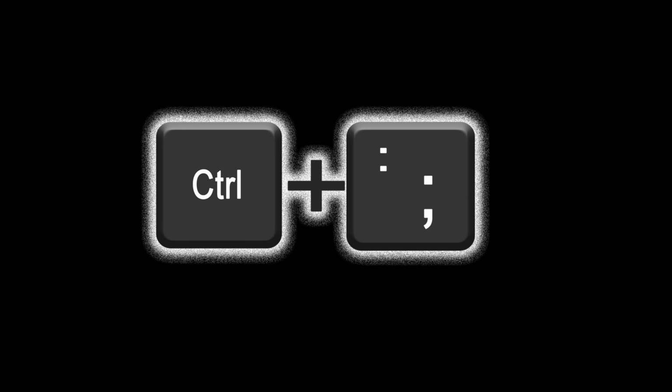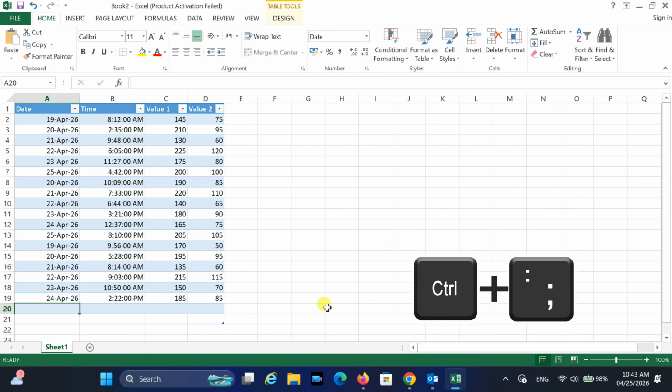Number 2. Ctrl plus semicolon. Press Ctrl plus semicolon. This will insert today's date instantly into the selected cell. No need to type it manually.